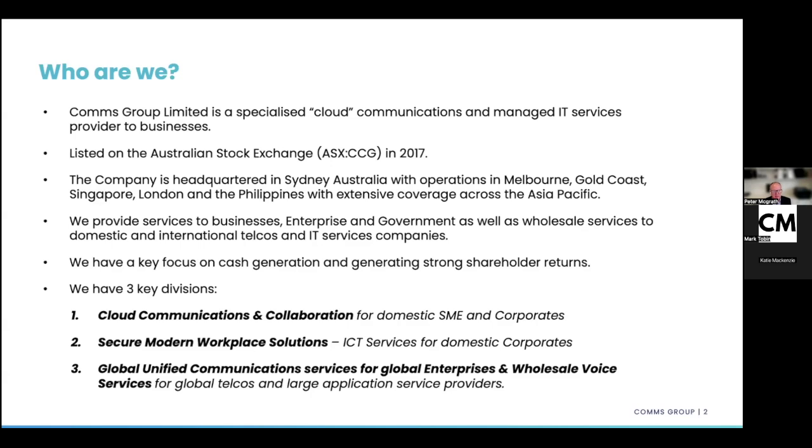And we have three key divisions that we operate within the business today: our domestic cloud communications and collaboration business, which is really for domestic SME and corporates; our secure modern workplace solutions business, once again for domestic corporates; and then our global unified communications for global enterprises, and also wholesale voice services for global telcos and large application service providers. These are businesses that sell their services globally, and they need to buy local voice and collaboration services within market, and we provide those wholesale. I will elaborate a little bit more on that shortly.